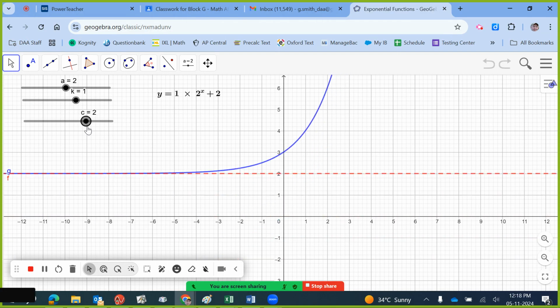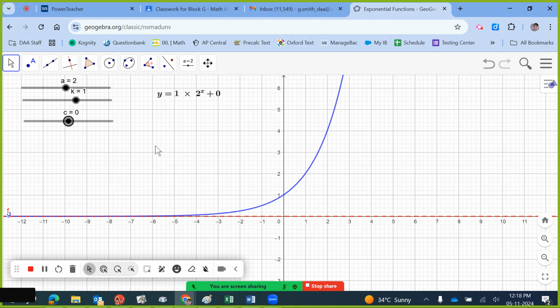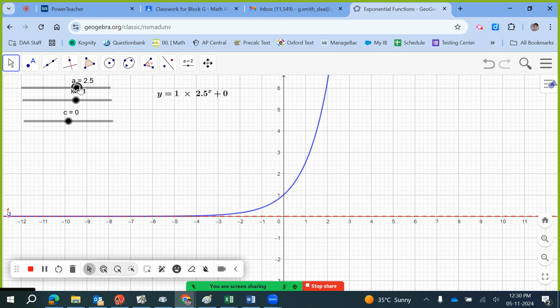And then we can move these around. All right, so we're investigating a little bit what A, K, and C do to the shape of this graph. I'm going to look to begin with A. Notice as I make A bigger how the graph changes. What do we notice? We notice it changes.